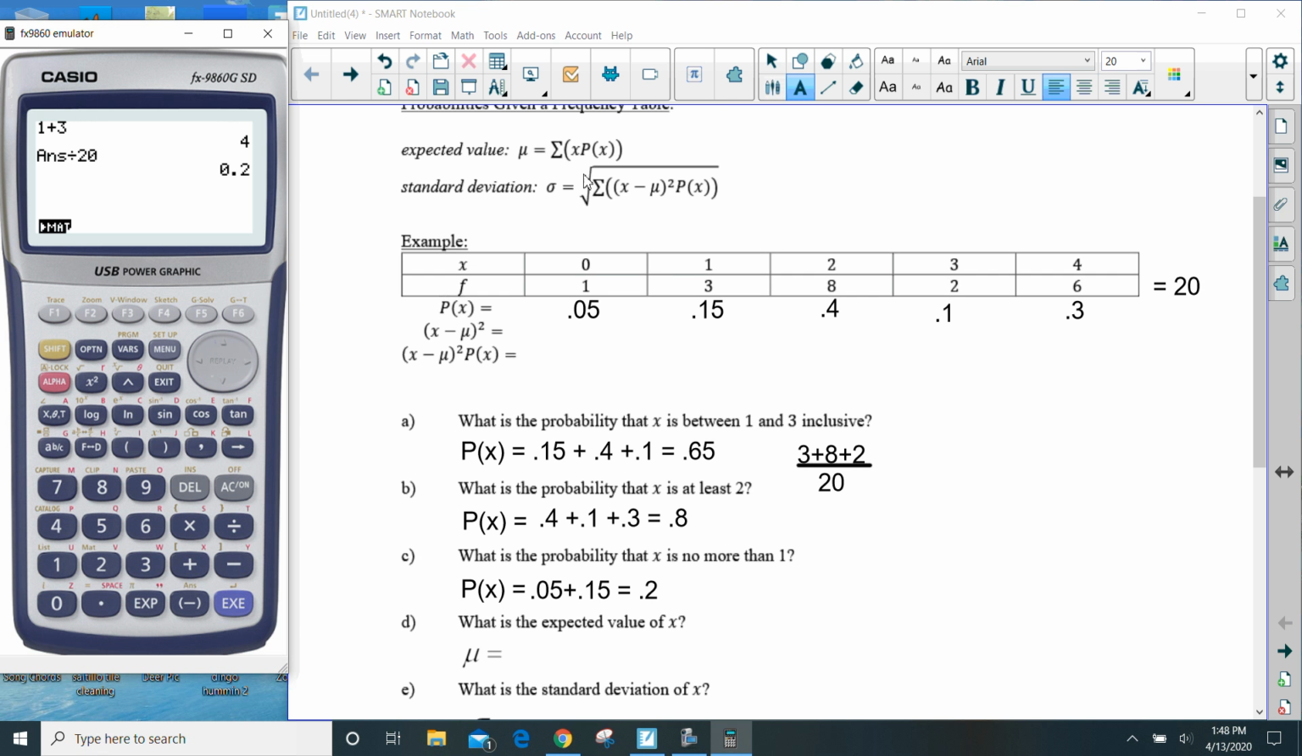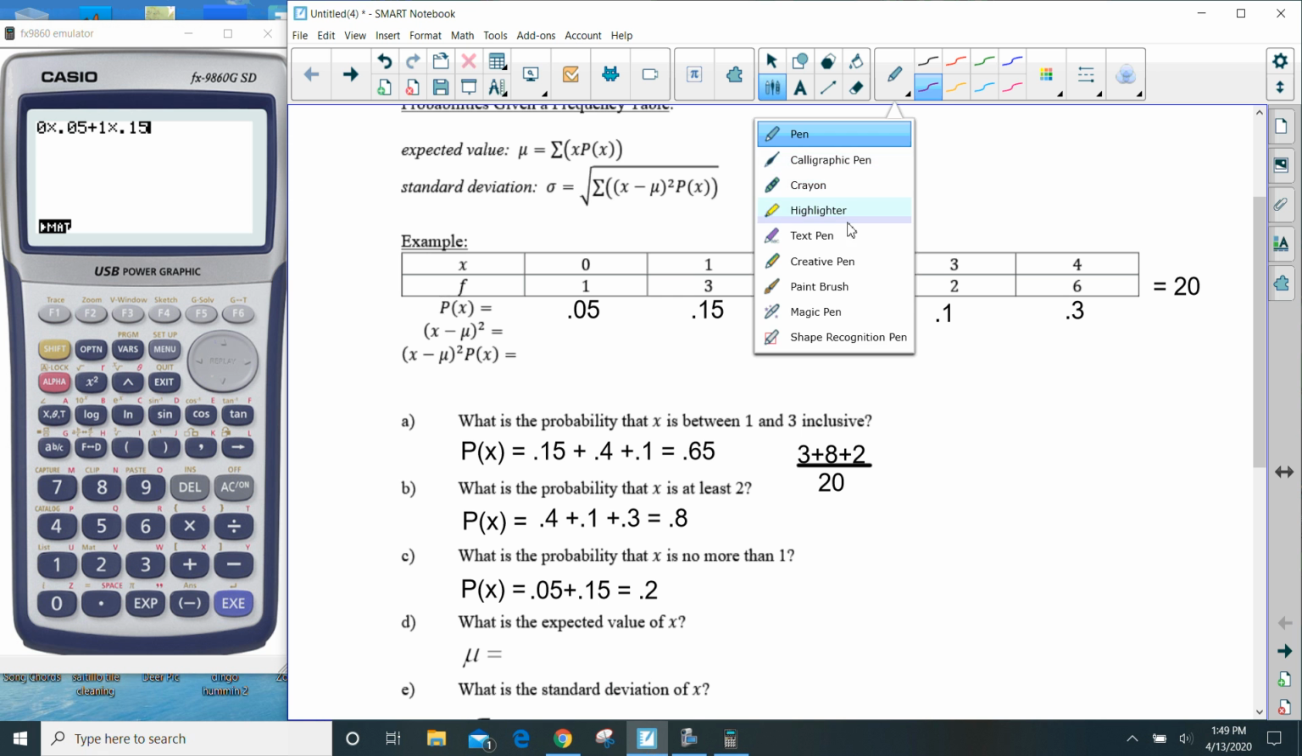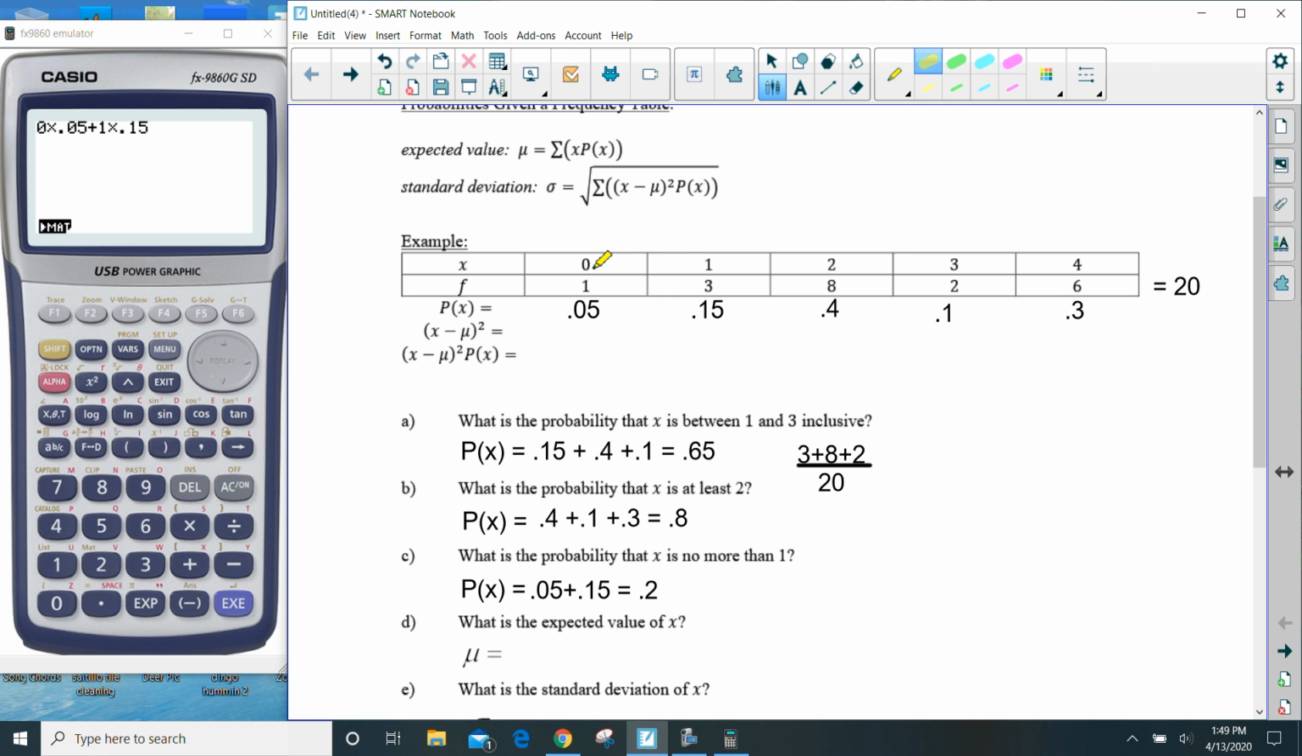Expected value, X times P(X). So that would be, here we go. Let's clear this out. So X times P(X) would be 0 times 0.05 plus 1 times 0.15. So that's the X. Let's see if I can bring up my highlighter here. So it'd be the X, like for instance, the 0 with its P(X). So that's X times P(X) plus X times P(X) plus X times P(X) plus X times P(X) plus. You get the idea. And so that's exactly what I'm doing.